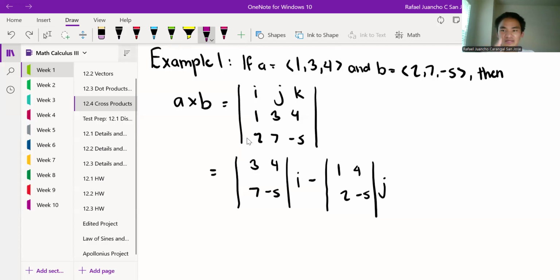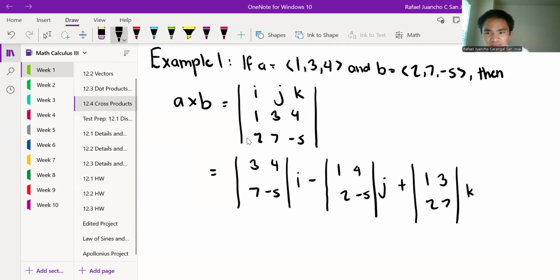We're taking out that J column, and we're only looking at the second and third row of columns I and k. That's if we're plugging in the second order determinant. And similarly for k, it's just 1, 3, 2, 7. And then that's for k.